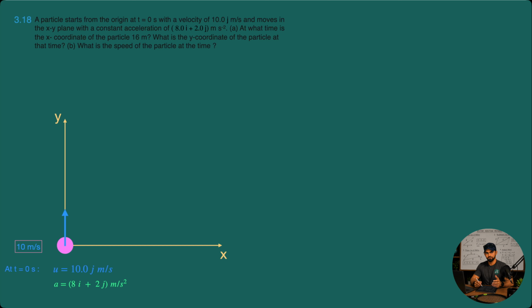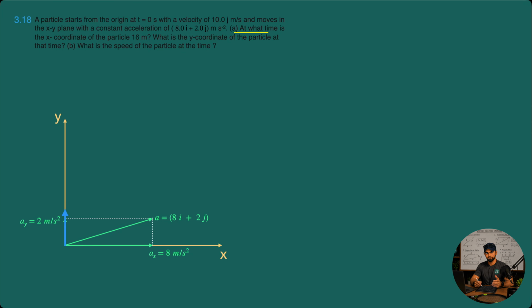Along the x-axis, the acceleration is 8 meter per second squared. Along the y-axis, the acceleration is 2 meter per second squared. So if we observe the motion separately, along the x-axis, the particle moves with a constant acceleration of 8 meter per second squared, while along the y-axis, it moves with a constant acceleration of 2 meter per second squared. And when these two motions combine, the particle moves in the xy plane with an acceleration of 8i plus 2j meter per second squared. Now let's come back to the question.